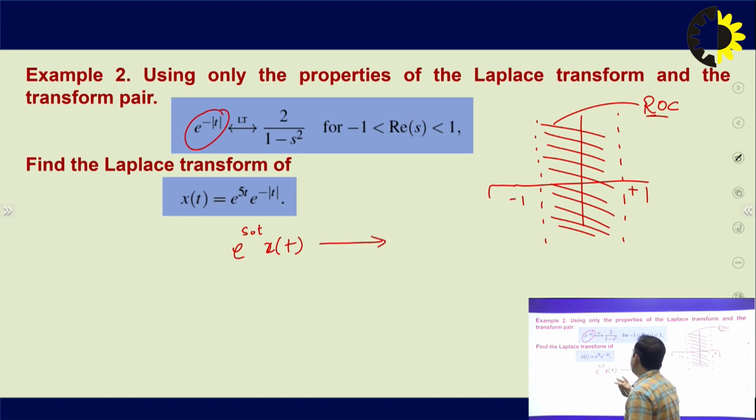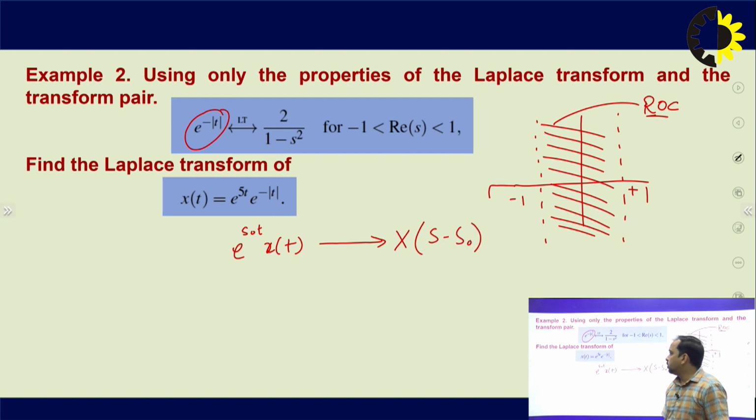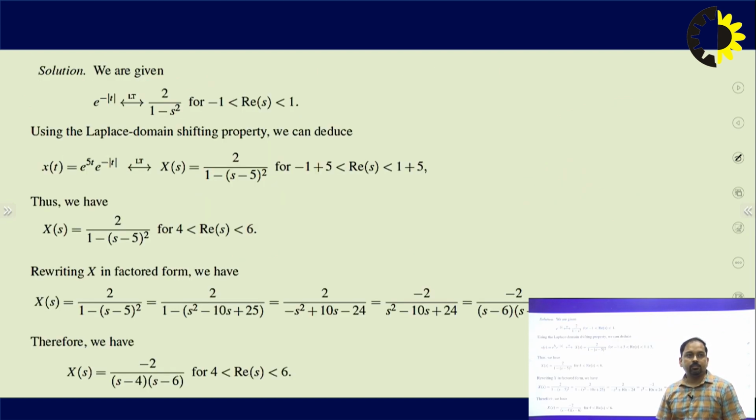If we can recognize what property we are going to use here, it's a shifting in S domain. So for shifting in S domain, there has to be x of S minus S naught. So in x of S, wherever we have S, it is going to be replaced by S minus 5. So we can see here we have the solution.